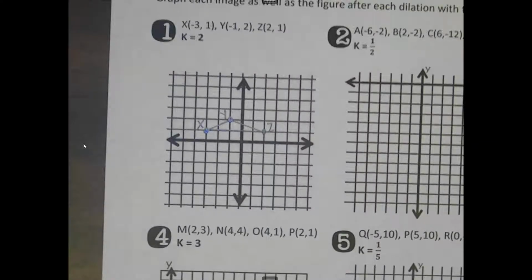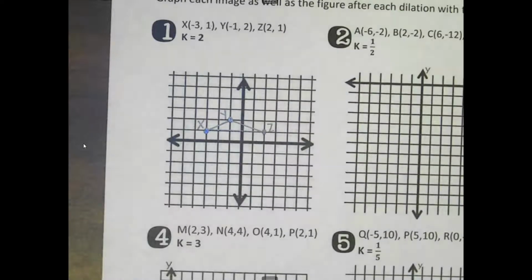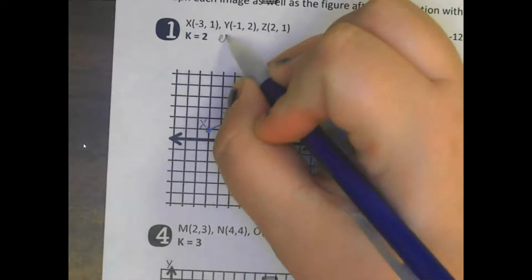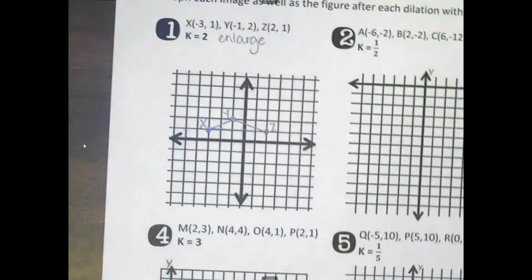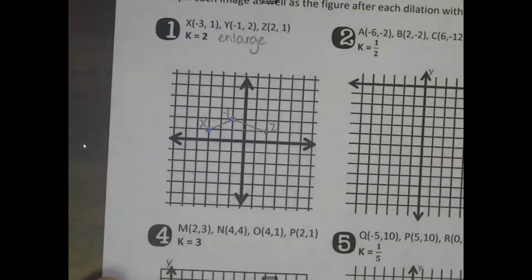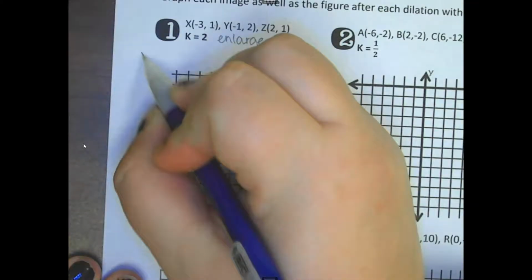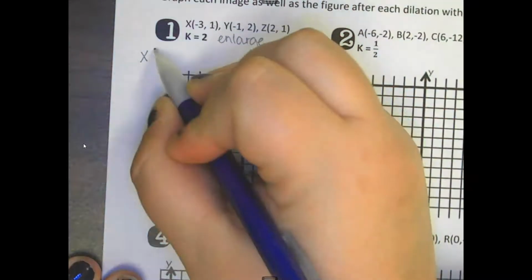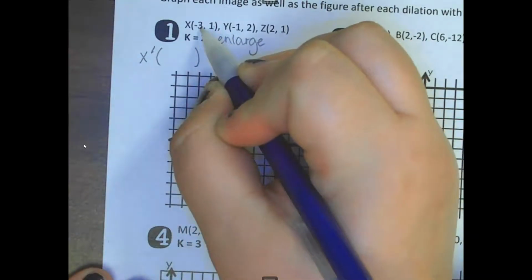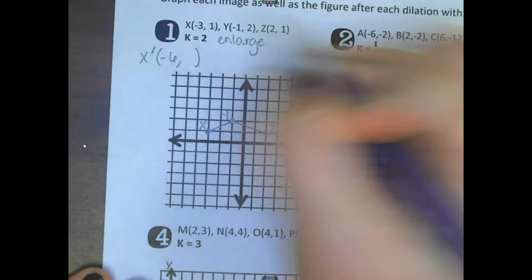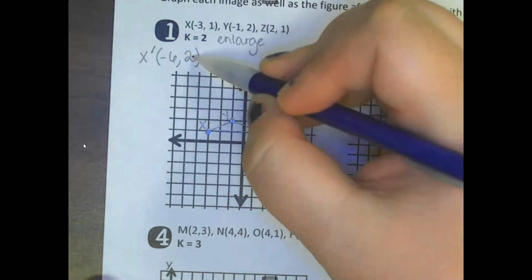Okay, so what we're going to do is we have a scale factor of 2. So I know it's going to enlarge. I know it's going to get bigger. It's going to enlarge because it is bigger than 1. What I'm going to do is take each of those points and multiply it times 2. So I'm going to take X, and it's going to become X prime. I'm going to multiply it times 2. So -3 times 2 is -6. 1 times 2 is 2. So -6, 2 will be the next point.